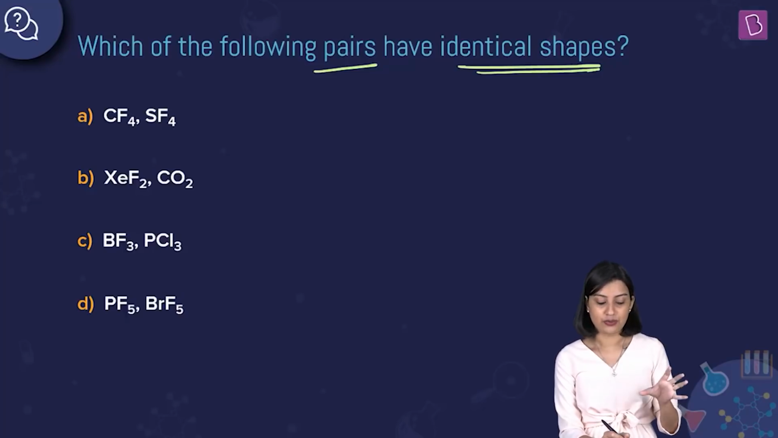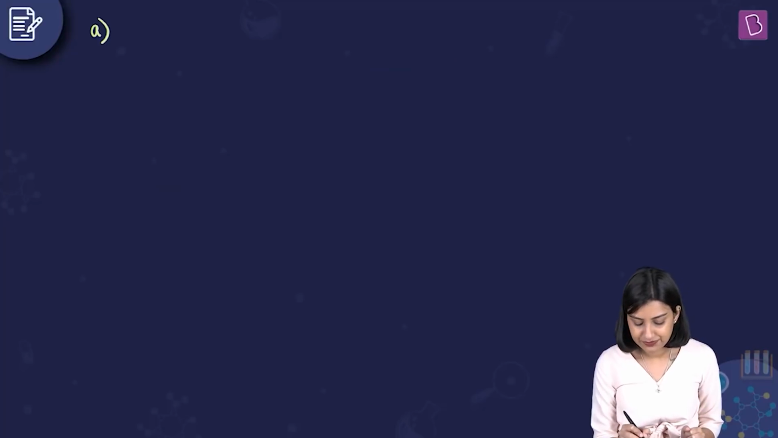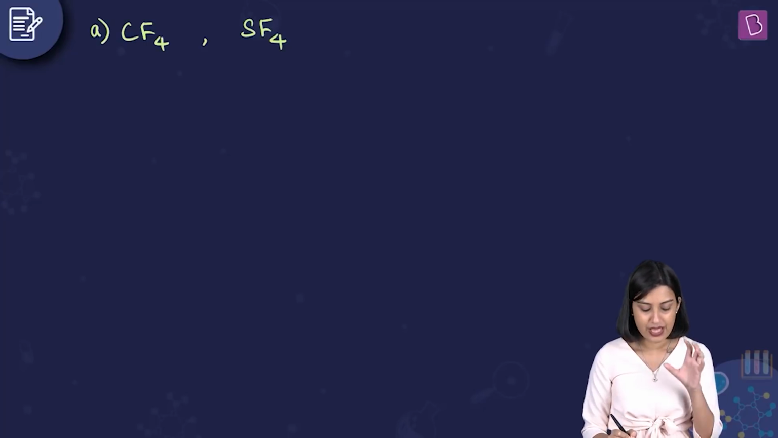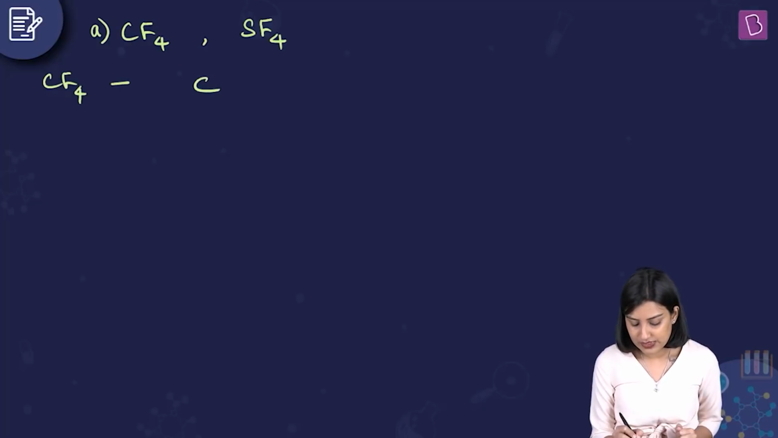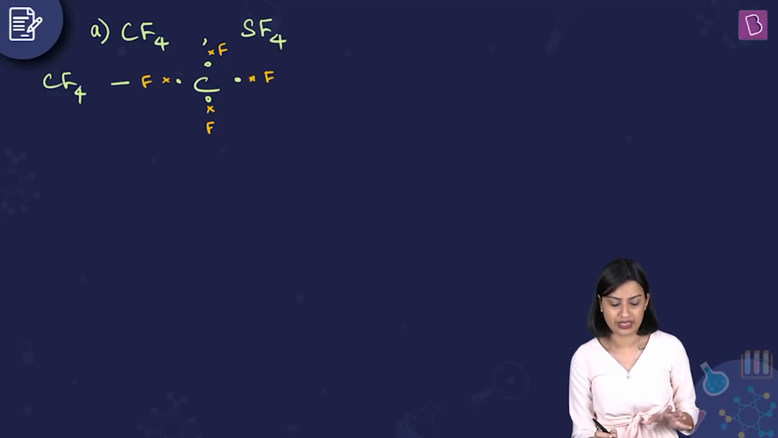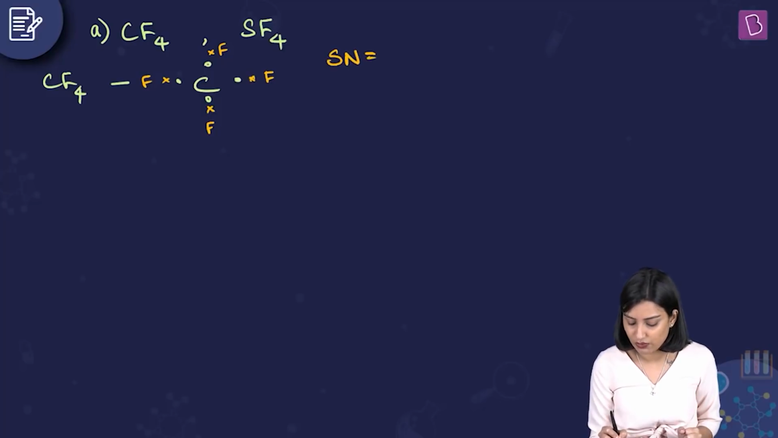First we have option A, CF4 and SF4. I have to find out whether they have identical shape. So first we have CF4, where carbon is the central atom. It has 4 electrons available for bonding and there are 4 fluorine atoms. So this is what it's going to look like. This is the basic Lewis dot structure that I have drawn. All 4 electrons are used in forming bond pairs with fluorine. So from here I can say the steric number is equal to 4.